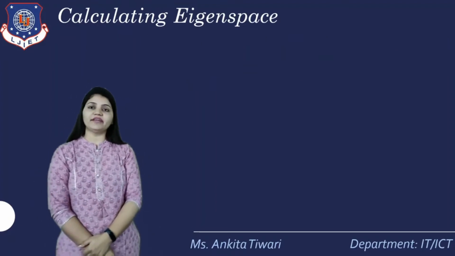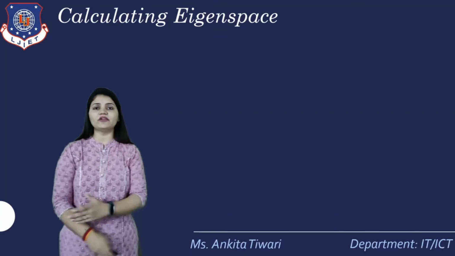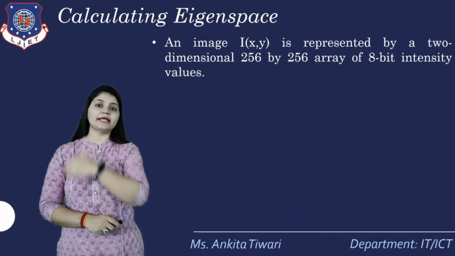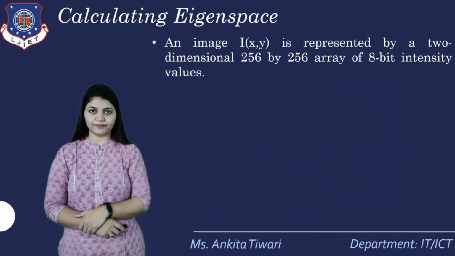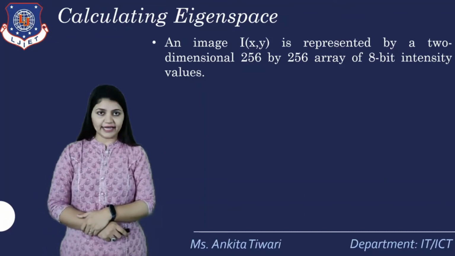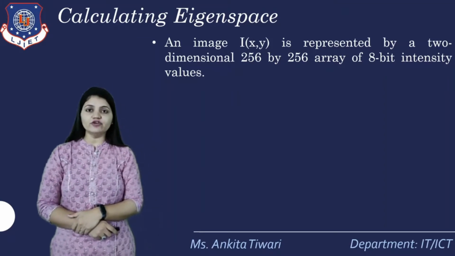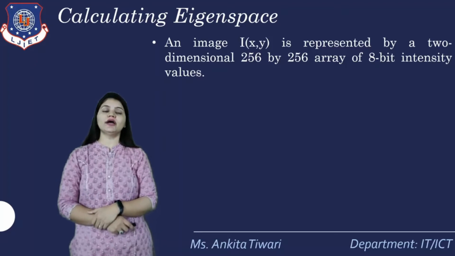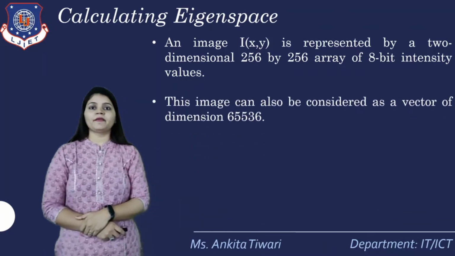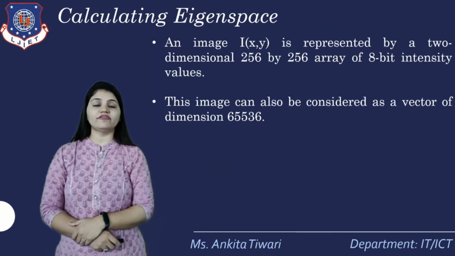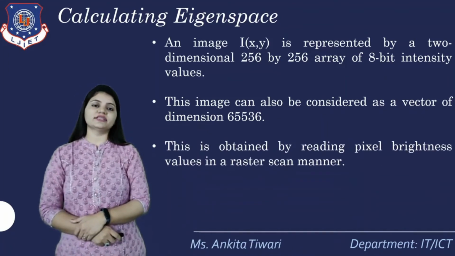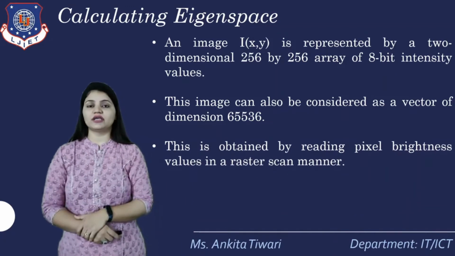Now the next point that we are going to discuss is calculating the eigenspace, how we calculate it and how we define eigenvectors in it. An image I(x, y) is represented in two dimensions. That two-dimensional size is defined by 256 by 256, an array of 8-bit intensity values for a particular image or object. So this image can also be considered as a vector of dimension 65536, obtained by reading the pixel brightness values in a raster scan system.